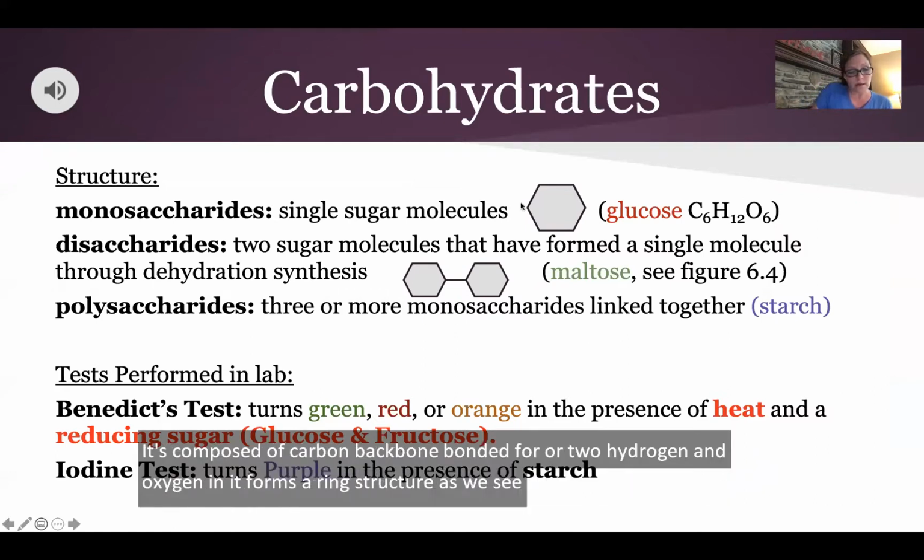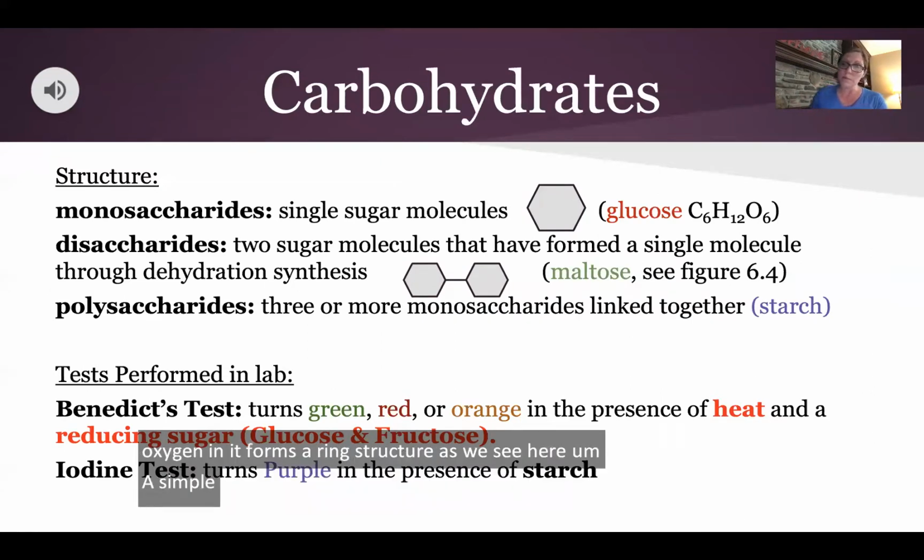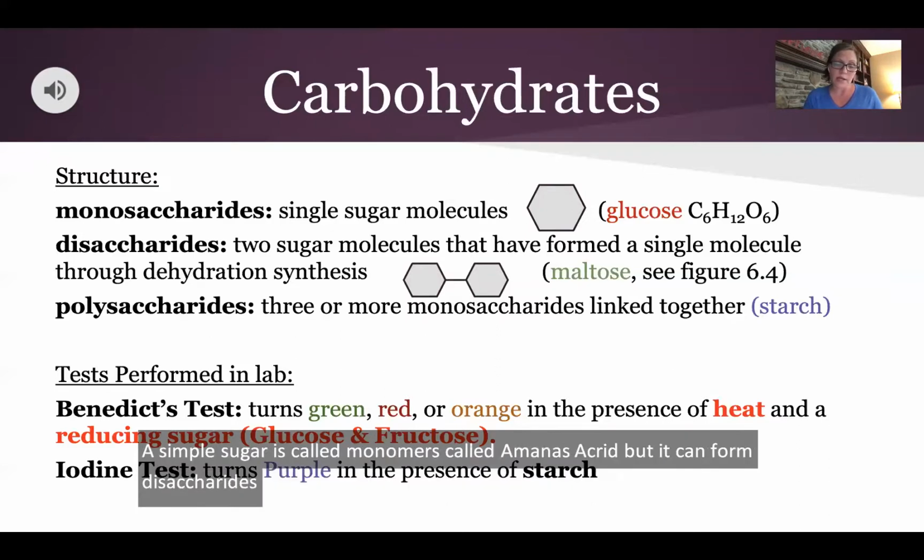A simple sugar monomer is called a monosaccharide, but it can form disaccharides and polysaccharides through dehydration synthesis, which means they're just monosaccharides that are built upon each other.